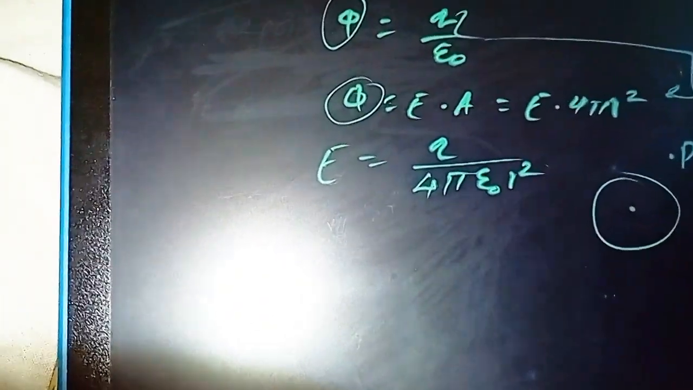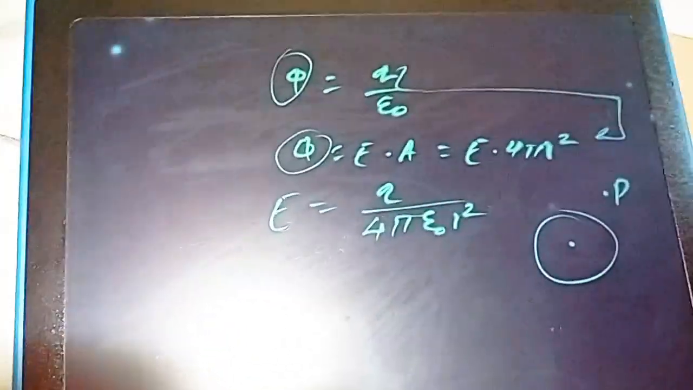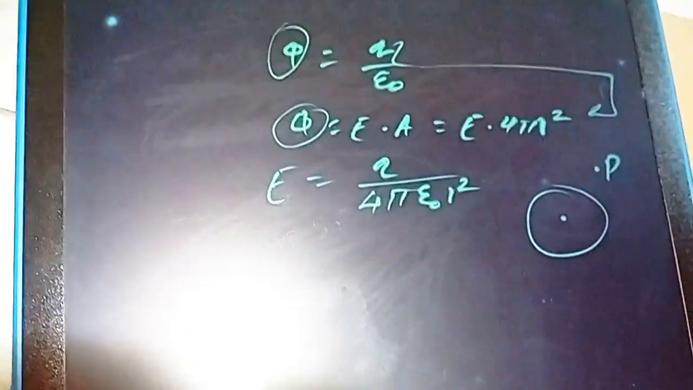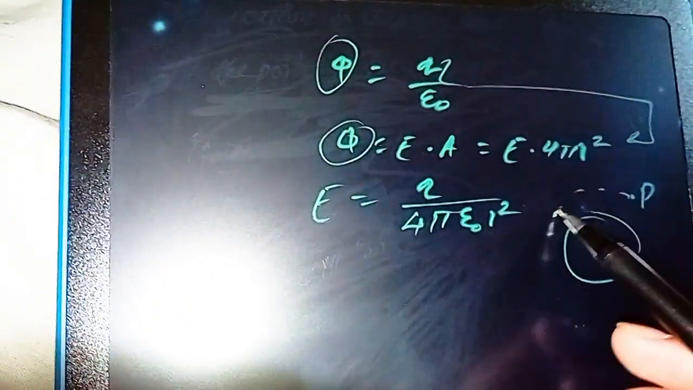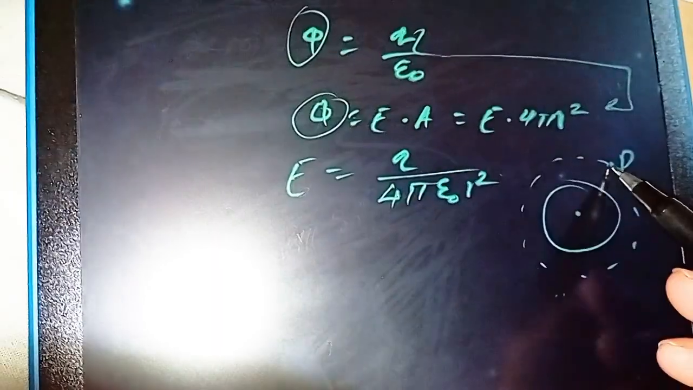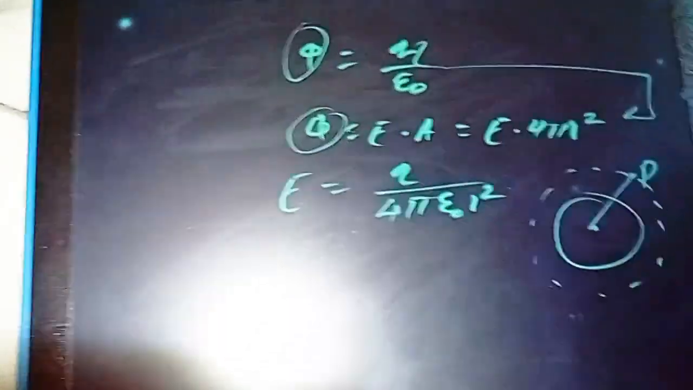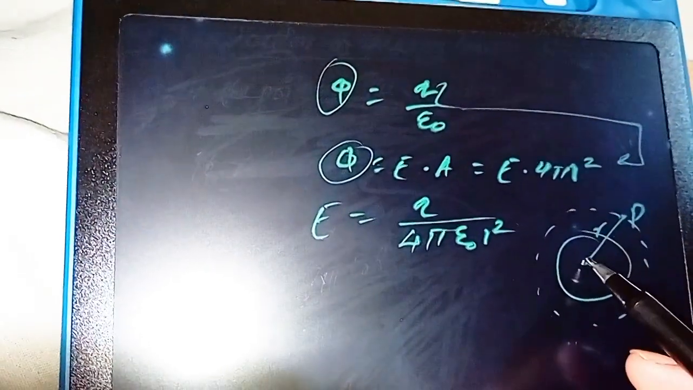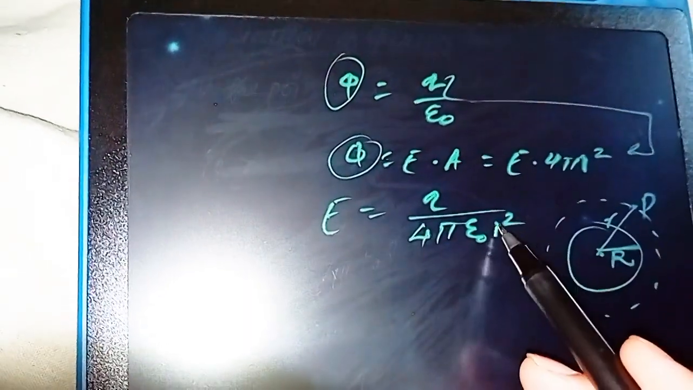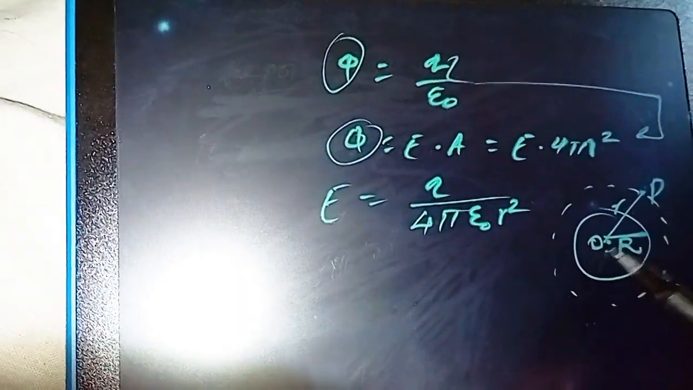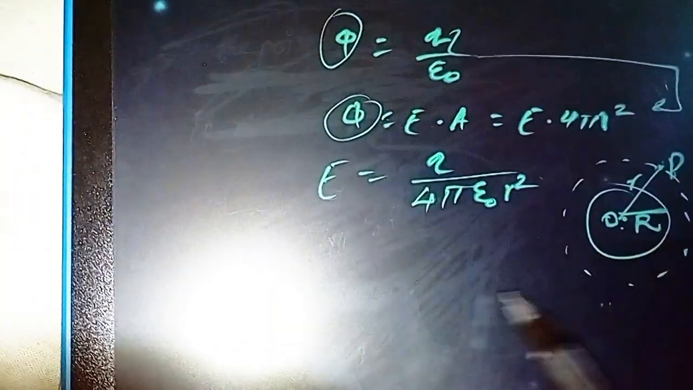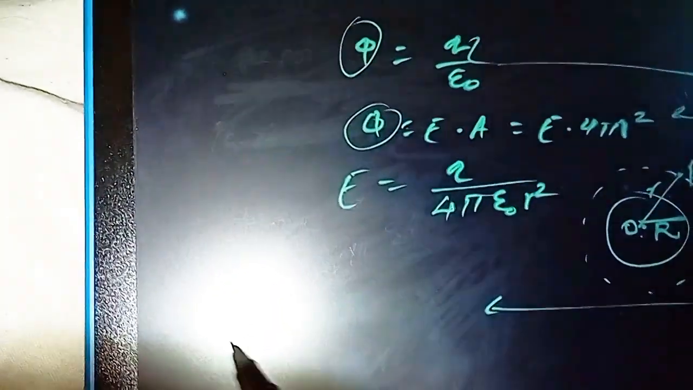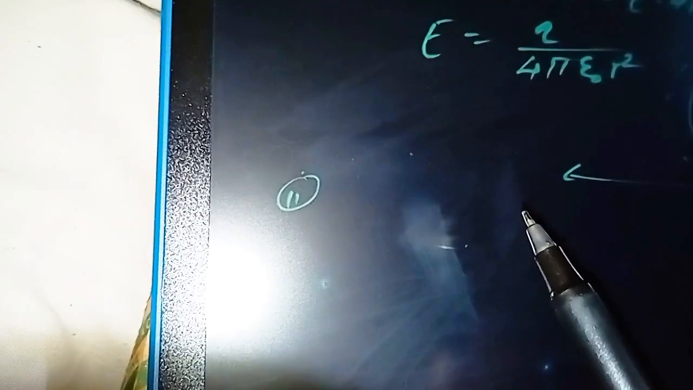This is when the point P is outside the Gaussian surface or charged sphere, and we assume that the radius up to P is small r, and the radius of the sphere is capital R. So this r is the distance between the charge and the point.